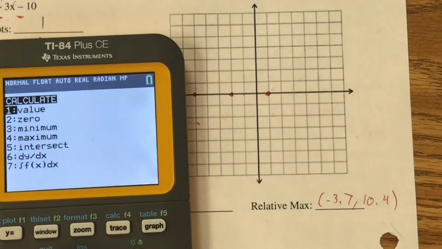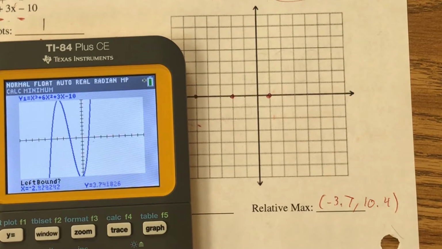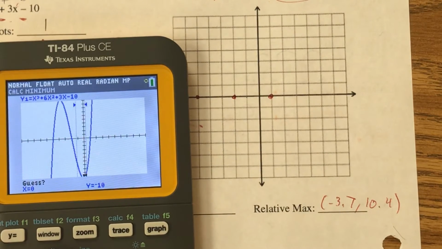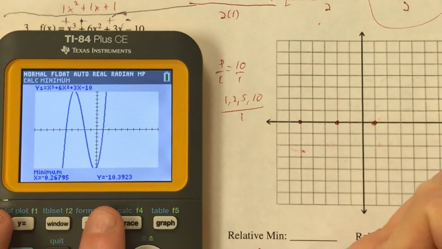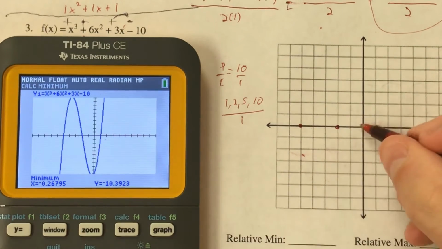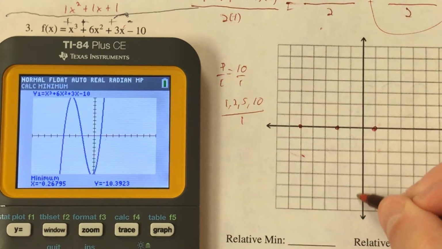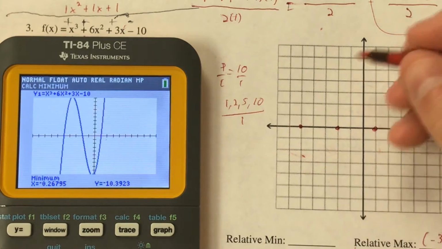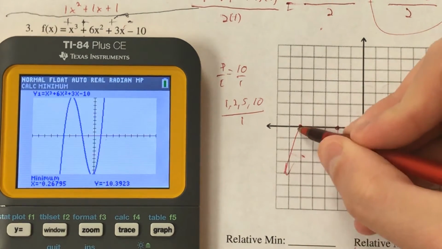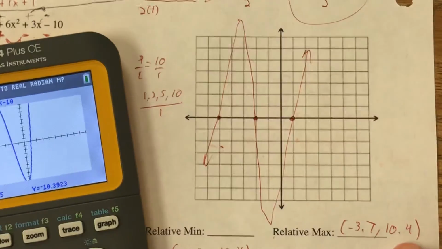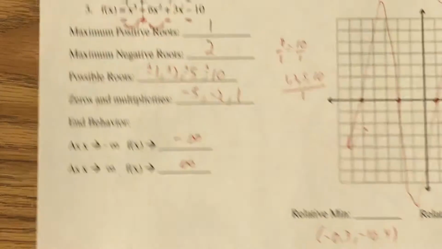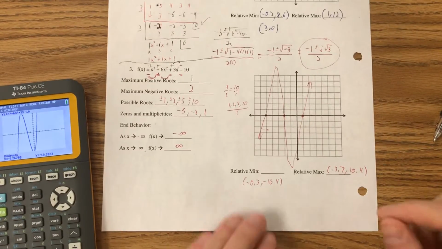And the relative minimum is -0.3, -10.4. So 10-ish, right there, whatever. Either way, it goes up to up, down to down, and up like that. So it looks something like that. And there you go, that's that entire problem.